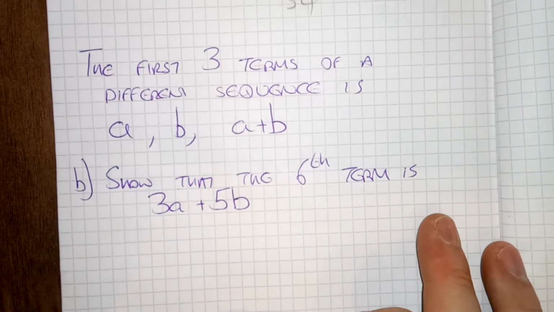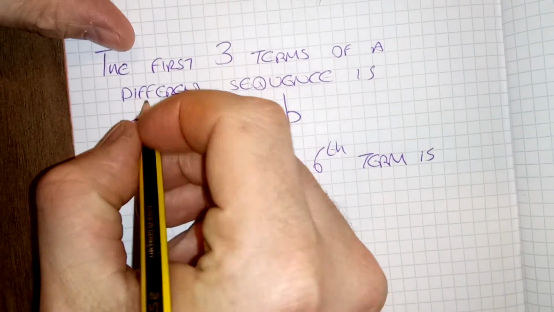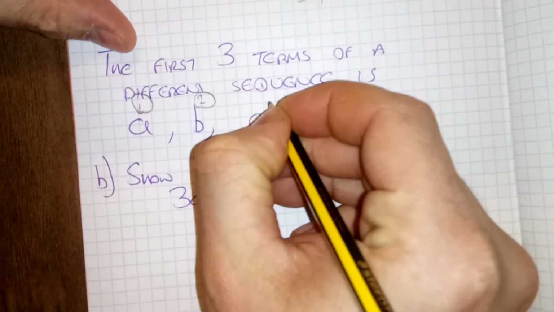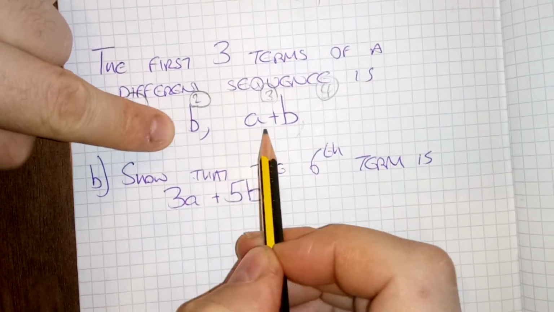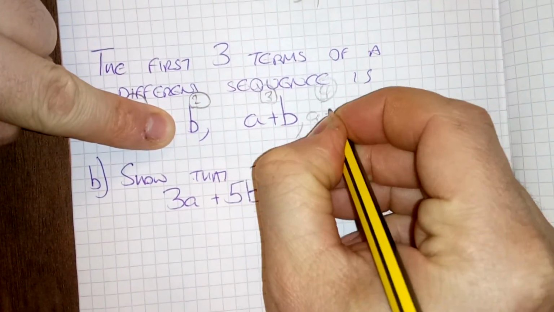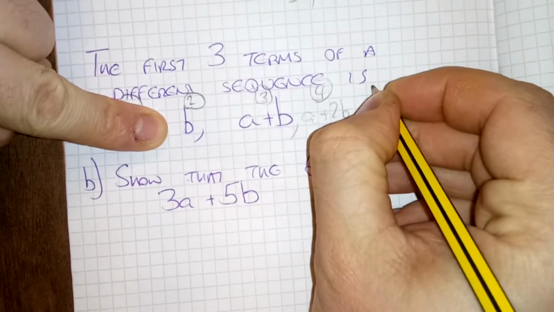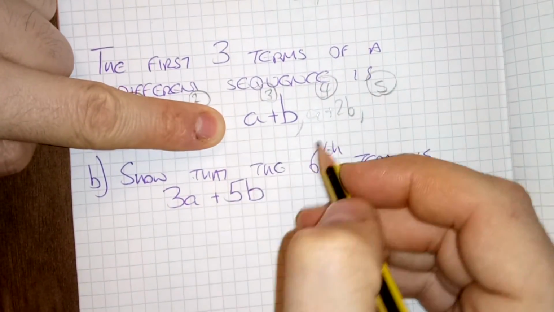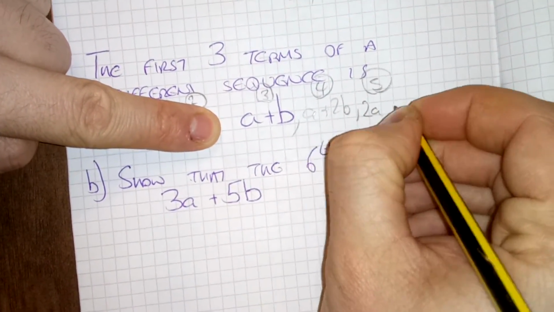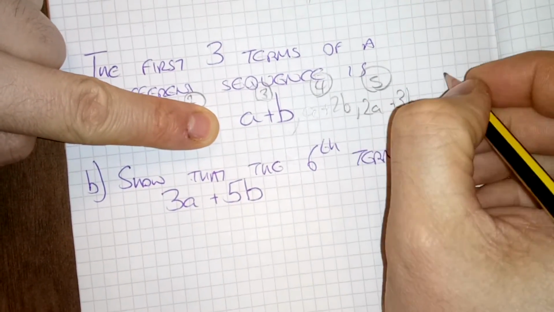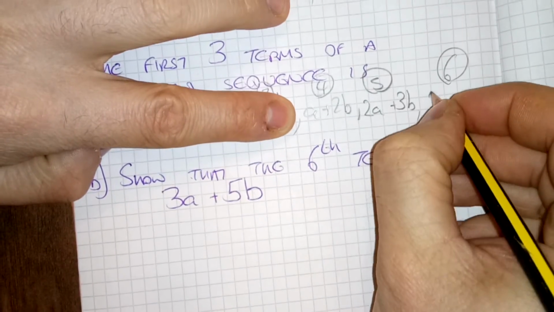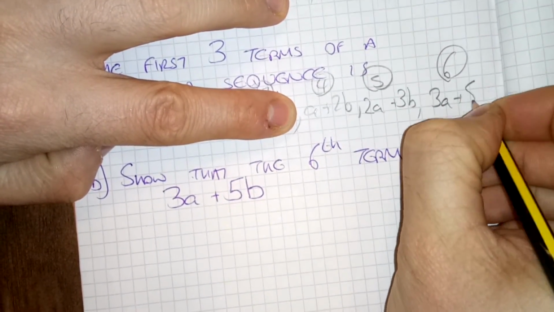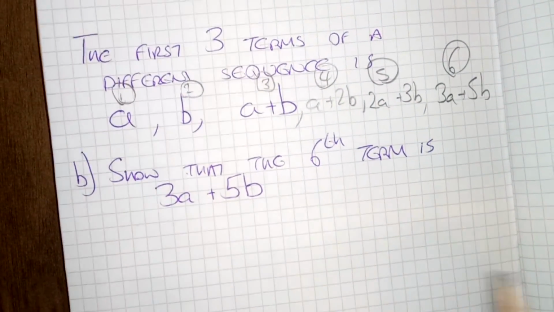So that the 6th term is 3A plus 5B. Right. First term, second term, third term, 4th term. So my 4th term is these two added together, which would be 1A and I've got 2 B's. My 5th term would be these two added together, which would be 2 A's plus 3 B. And my 6th term, which is the one that we want, is these two added together, which is 3A and 5 B's, which is what it's asking us to show.